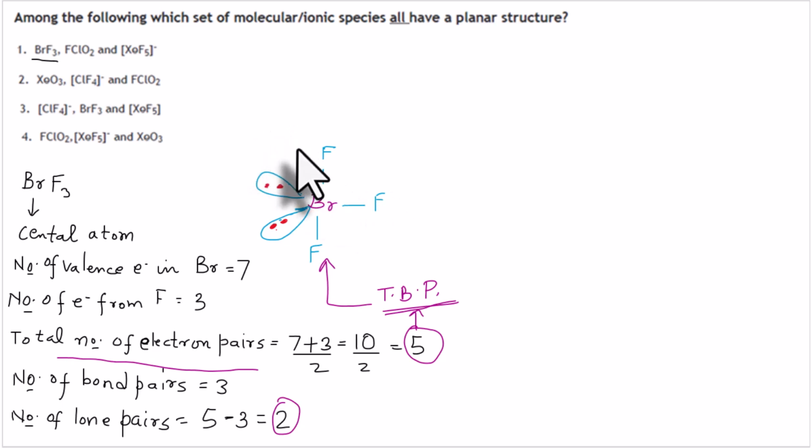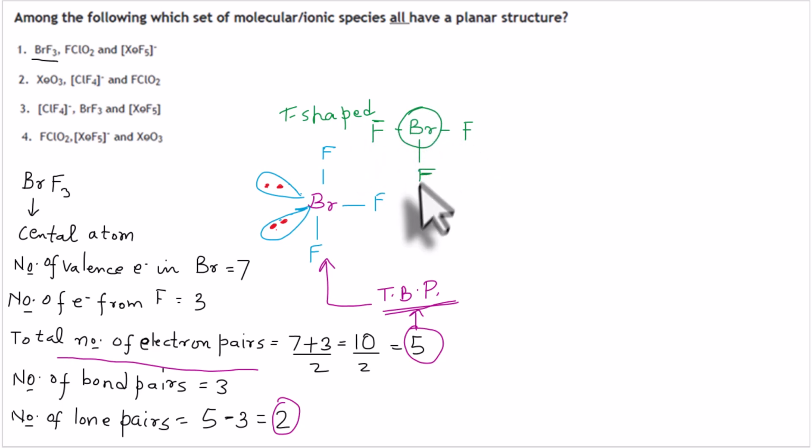And now what is this geometry known as? This geometry is a T-shaped geometry, because it looks like the alphabet T. So if we look at it like this, here is the central atom, then F, F and F. So it looks like the alphabet T. So it is T-shaped. So we do not have a planar structure here.